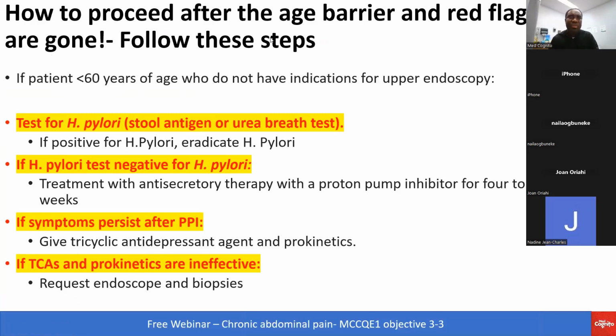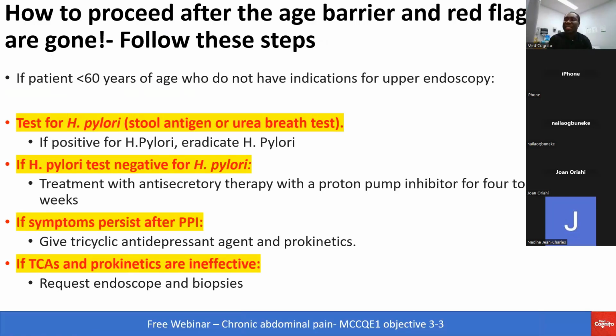Now, how are you going to proceed? After the age barrier and the red flags are gone, so the patient is not 60 and does not have any red flag signs, we said that you test for H. pylori. You can use the stool antigen test or the urea breath test. If H. pylori is positive, you eradicate H. pylori.